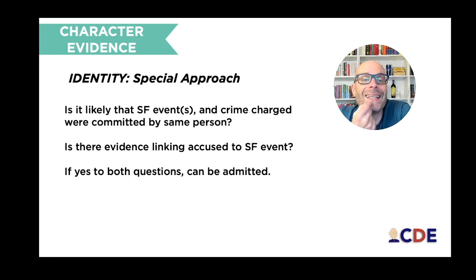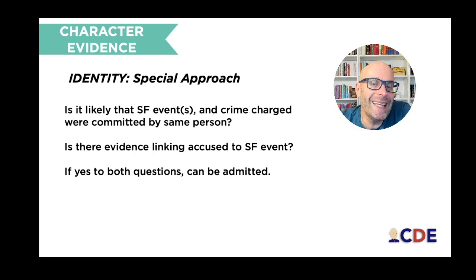One, is it likely? You have to really look at whether the similar fact evidence and the crimes were committed by the same person. If you can't reach that level, then the evidence is out. It doesn't matter that the accused has committed 7 robberies and you want to prove the 8th. If they're not similar enough, you just can't do it. It's just not enough, because you can't show that it's likely they were committed by the same person.